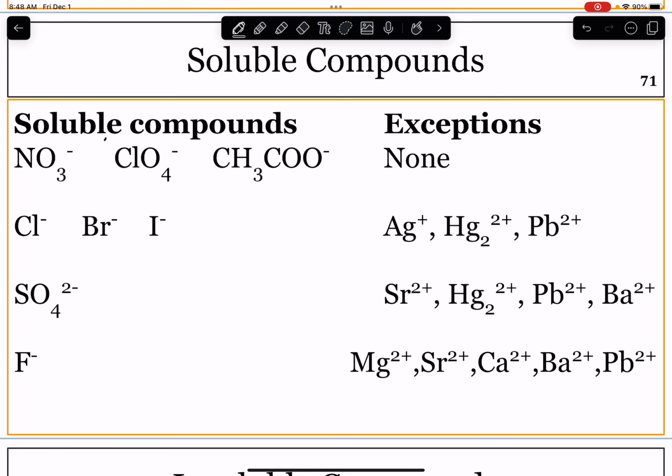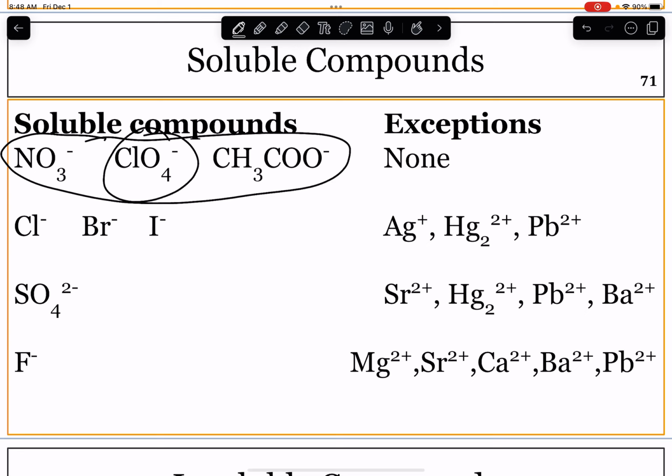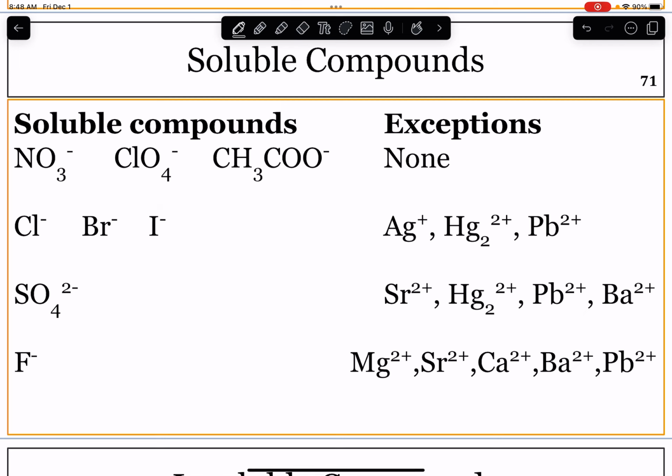So let's look at this. If the anion we're looking at in the compound is either nitrate, the NO3-, or perchlorate, ClO4-, or acetate, CH3COO-, then all of these are soluble no matter what positive compound it is making a compound with, because there are no exceptions. So it's always soluble, always aqueous.